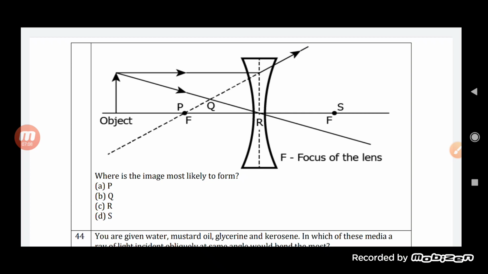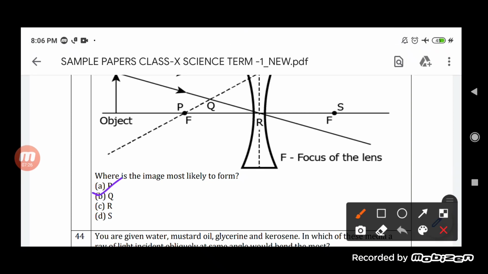So where is the image most likely to be formed? The image will be formed at Q. So the image is most likely to be formed between them. Okay, so this is the answer, that is Q.